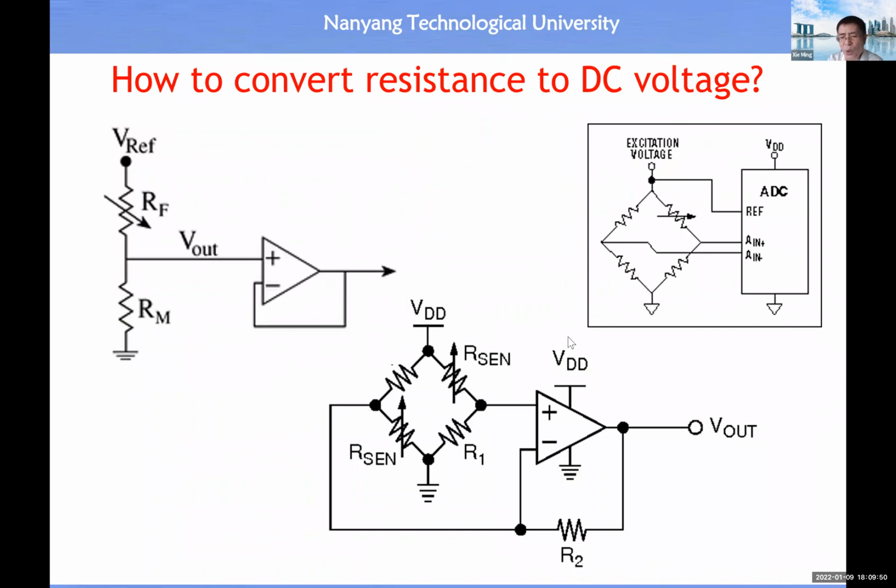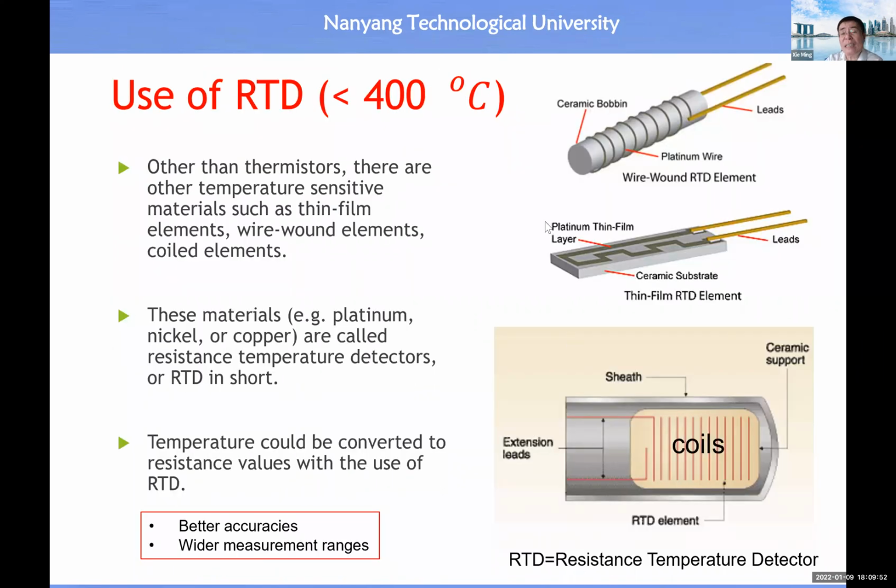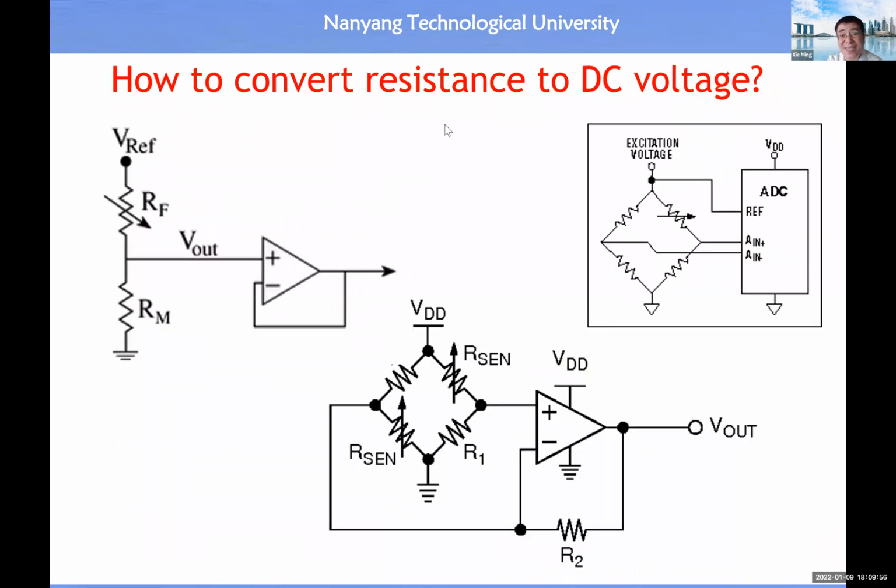So once we know how to convert temperature into resistance, then you may want to know how to convert resistance into DC voltage. There are plenty of solutions. These are the two popular ones. We just use a series of two resistors in order to convert this variable resistance into variation in DC voltage. Then this will be output to the microcontroller.